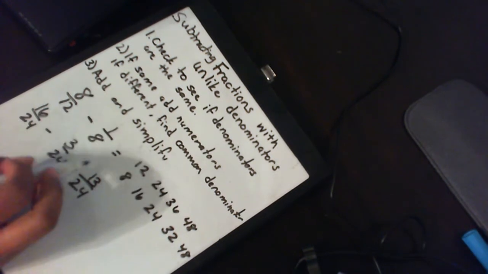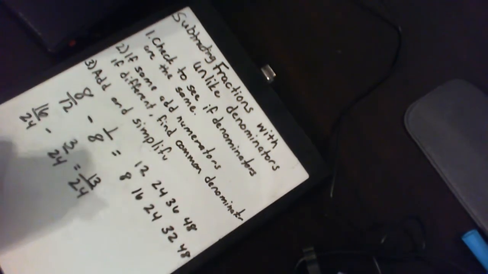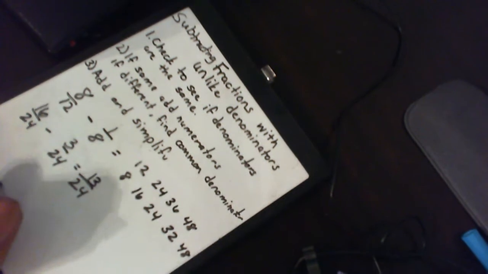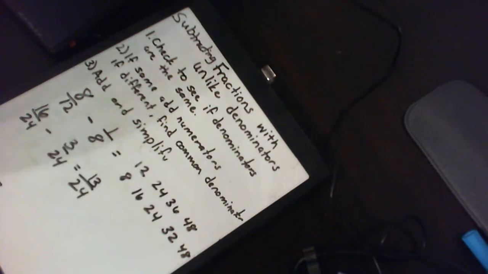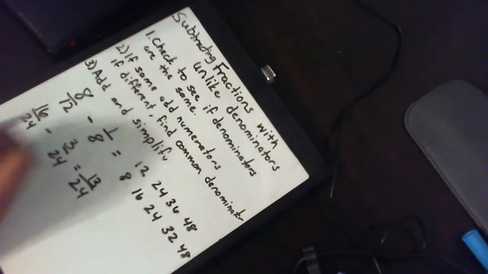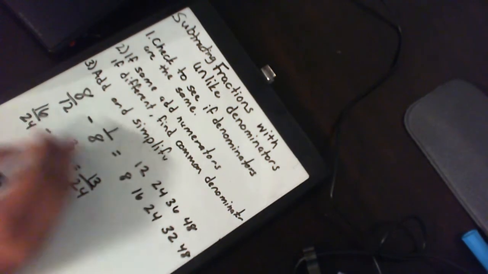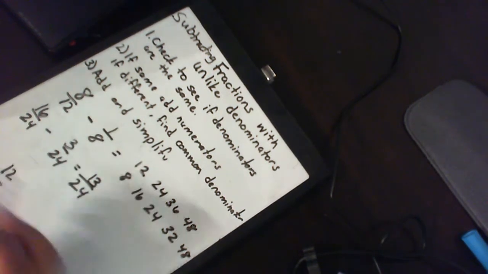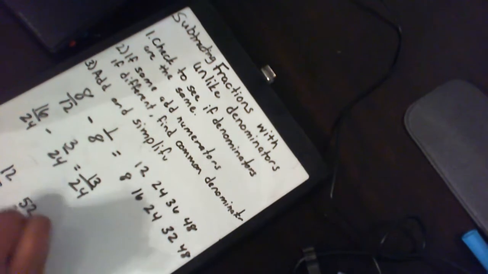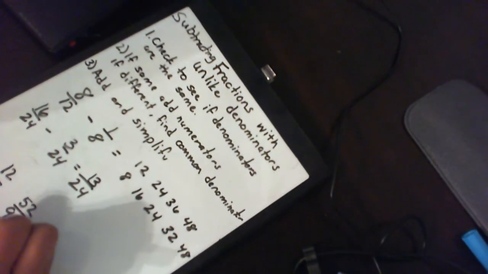to multiply the bottom numbers. So 12 times 8, so we get 96. And so we cross multiply. 8 times 8 is 64. 12 times 1 is 12. And now we're ready to subtract. So we get 52 over 96.